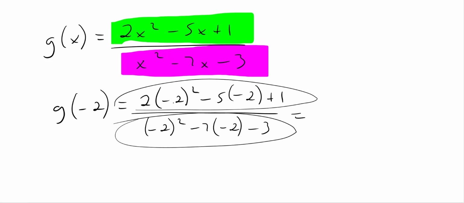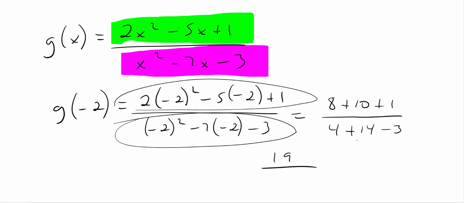So negative 2 squared is 4. 4 times 2 is 8. So I'm kind of skipping a step here. That's 8. This is plus 10 plus 1. That's the top. And the bottom is going to give me 4 plus 14 minus 3. Okay, so I combine the top. I get 19 on the top. And the bottom, I get 4 and 14 is 18, minus 3 is 15. And that is my final answer. Okay? You don't need to simplify anymore. That's 19 over 15, which is perfect. Okay? So that's why it's pretty easy to do these problems, guys.